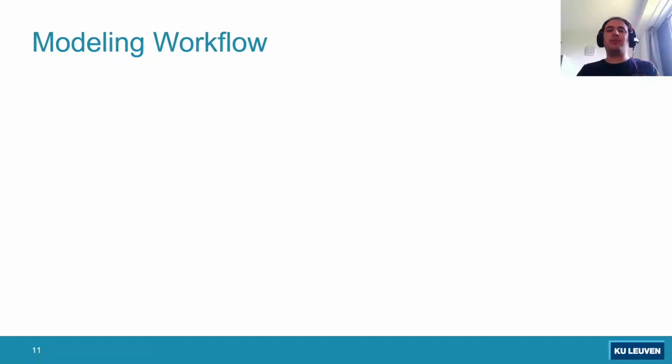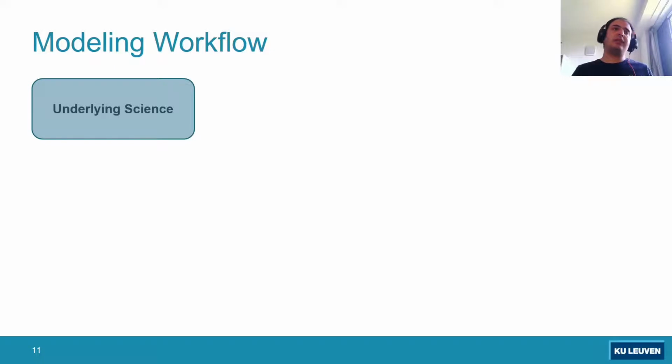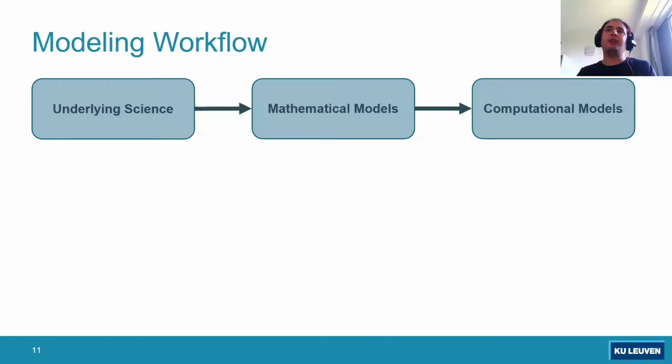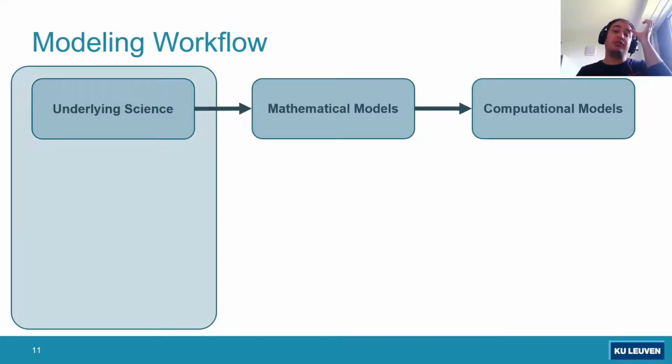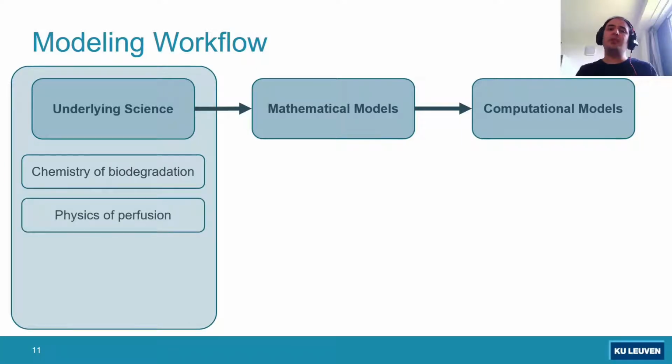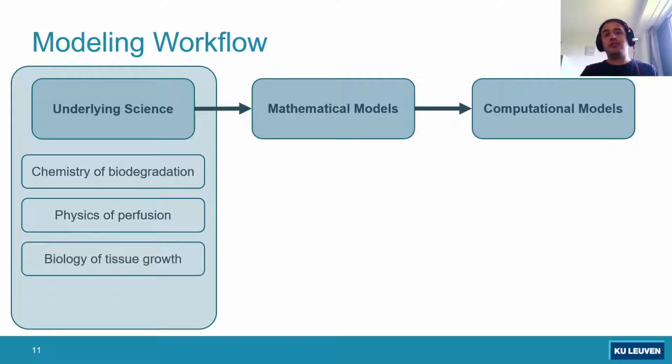In order to do that, the workflow, this is a common workflow in most computational modeling projects, is that the underlying sciences are converted to mathematical models, and then mathematical models to computational models. In this project, the underlying science is the chemistry of biodegradation, the physics of perfusion, because if you want to validate the models in in vitro conditions, then we need to consider the perfusion bioreactor setups, in which you have a fluid flow, and this should be taken into account. And also the biology of tissue growth. As I say, we also want to capture the biology of tissue growth and its effects on the degradation.